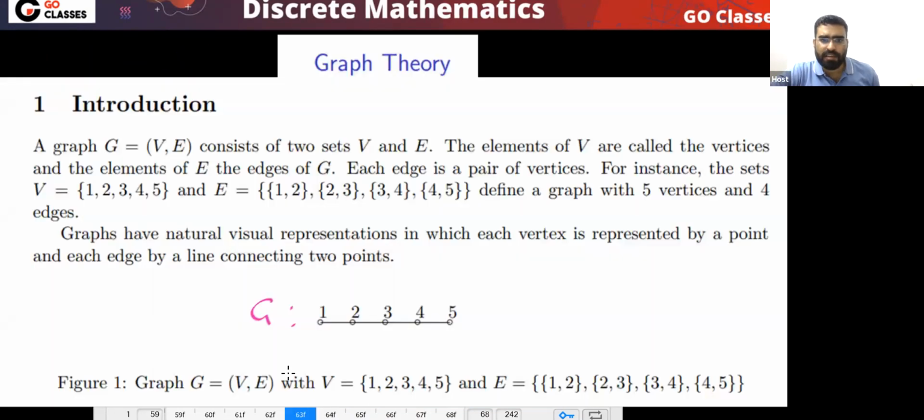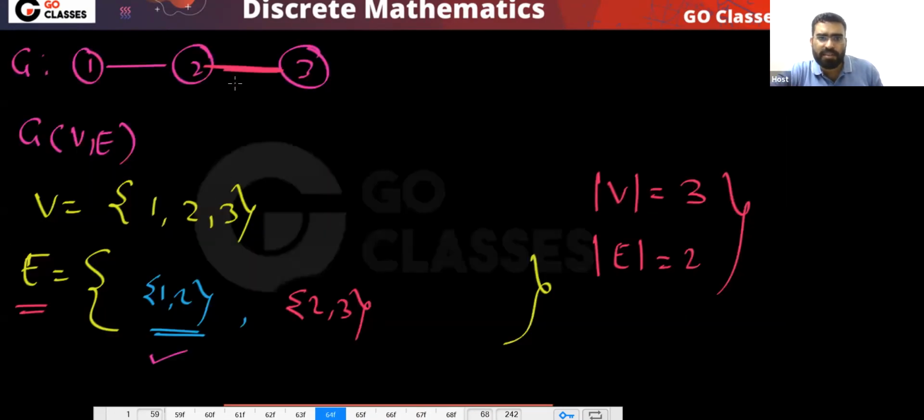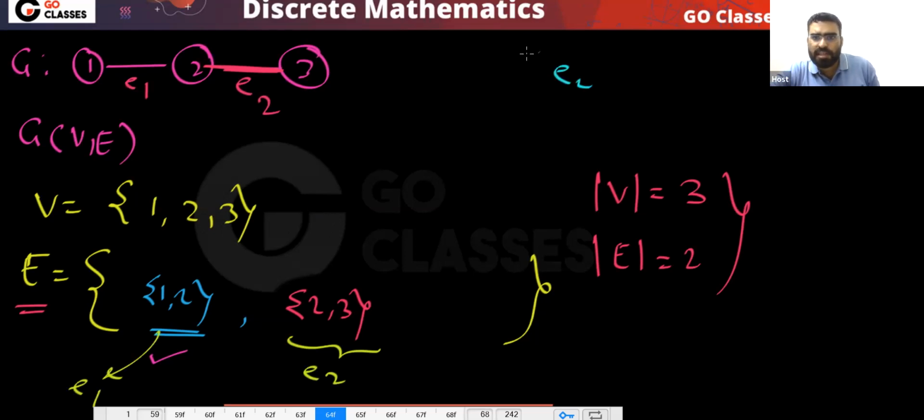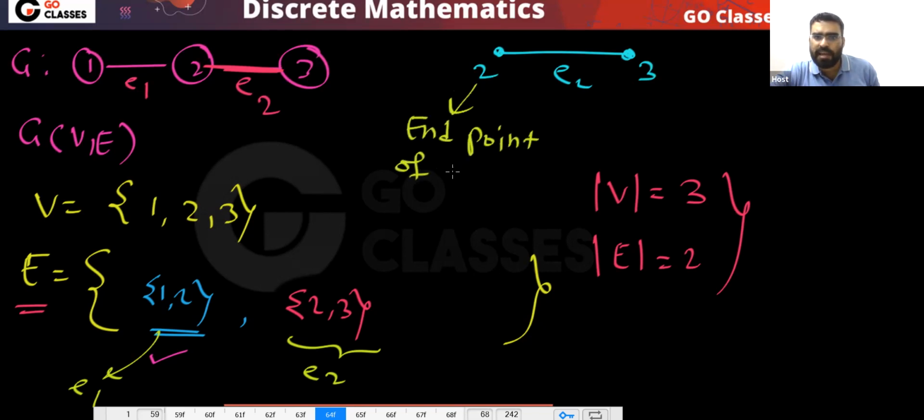Let me tell you one more thing here. If you notice this edge, let's call it E1, and this edge E2. Then you can notice this is your edge E2 and this is your edge E1. For E2, there is 2 here, there is 3 here. So this is an endpoint of E2. We call it an endpoint of E2. This is an endpoint of E2, and this is also an endpoint of E2.